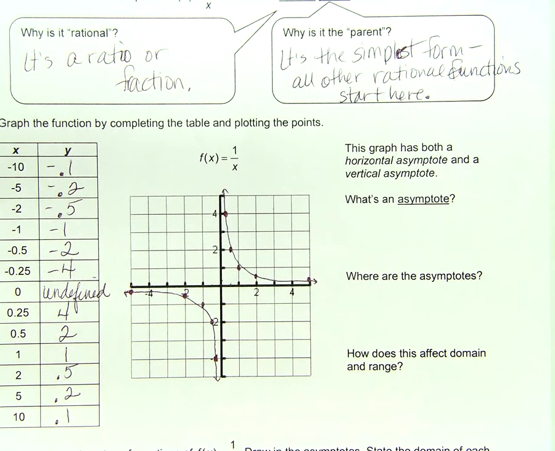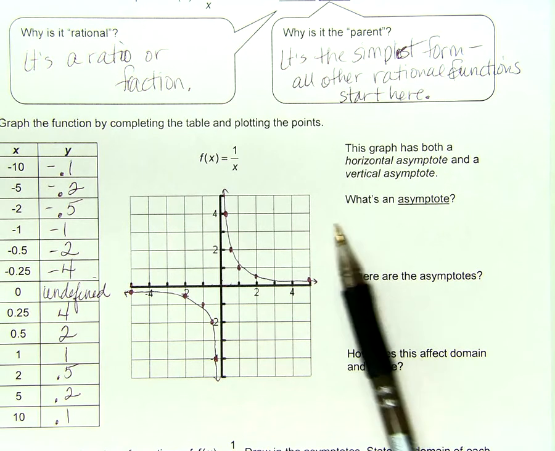So something like that, yes? This graph has both a horizontal asymptote and a vertical asymptote. Asymptote. Okay, are we good? Okay, what's an asymptote? What is it?